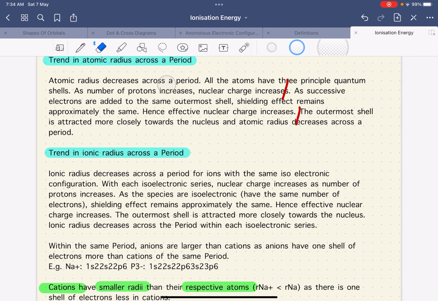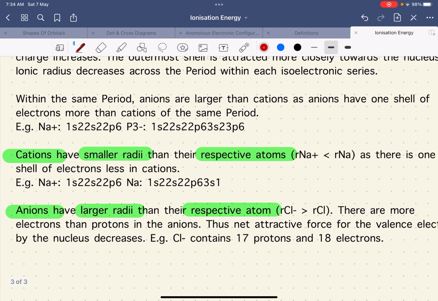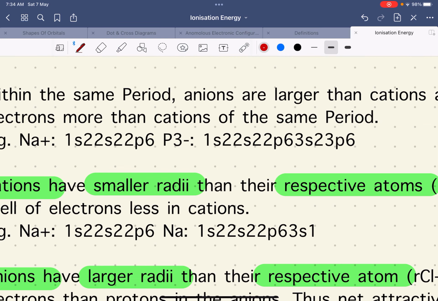So let's look at cations. Within the same period, anions are larger than cations, as anions have one shell of electrons more than cations within the same period. Most importantly, you draw it out, you understand what these symbols mean, and you can deduce straight away.